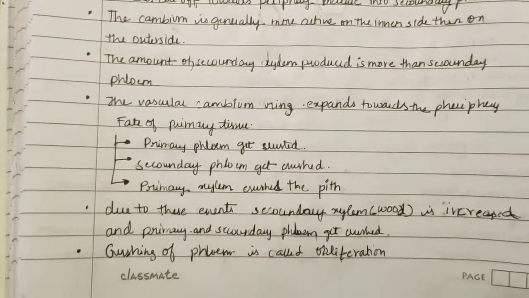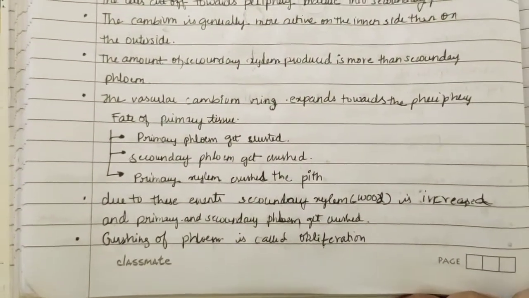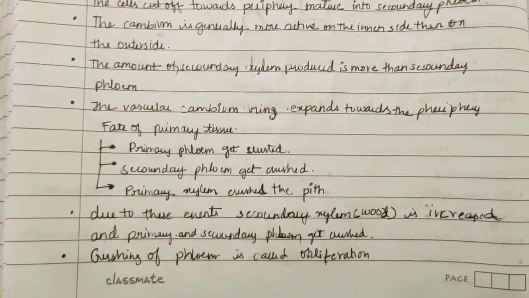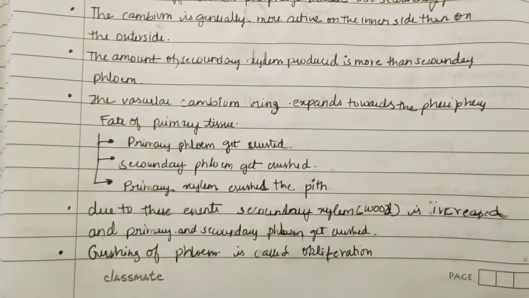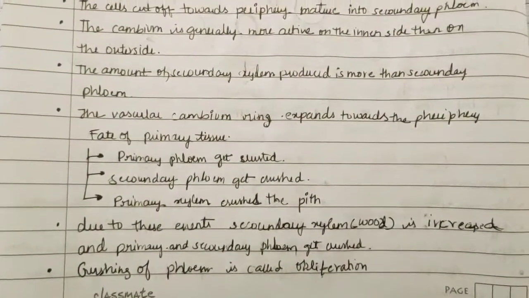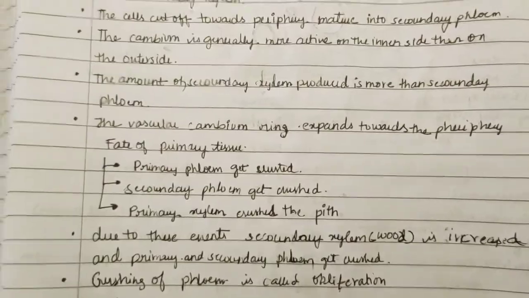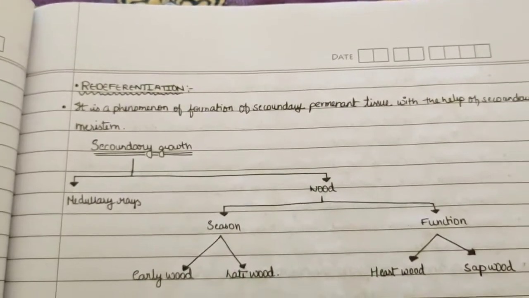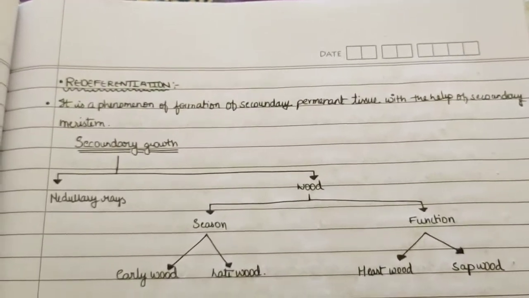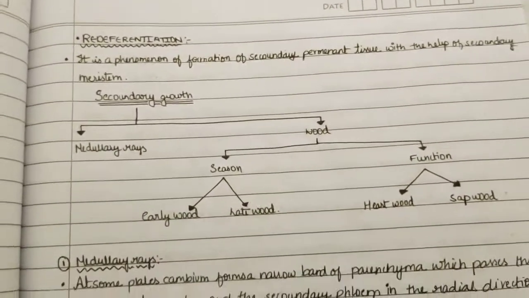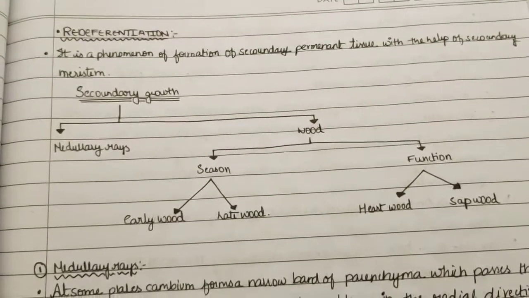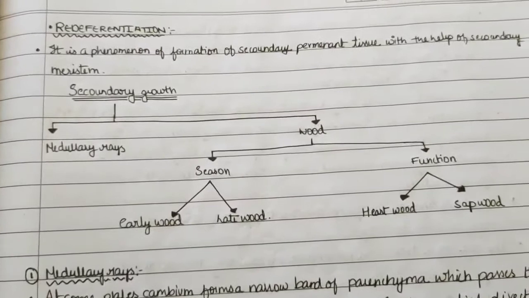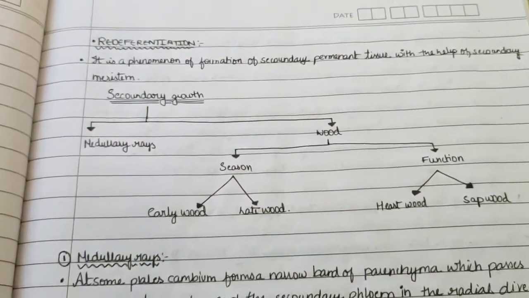Now let us discuss the fate of primary tissue. It is of three types. Primary phloem gets crushed, then secondary phloem gets crushed, then primary xylem is crushed by the pith. Due to these events, secondary xylem or wood is increased and primary and secondary phloem get crushed. Crushing of phloem is known as obliteration. Redifferentiation is a phenomenon of formation of secondary permanent tissue with the help of secondary meristem.